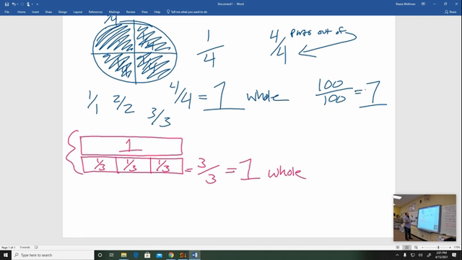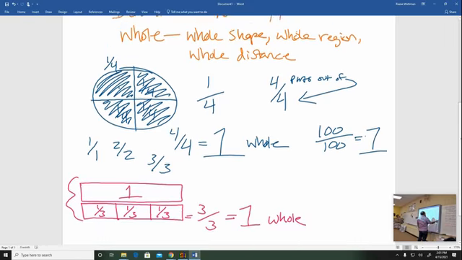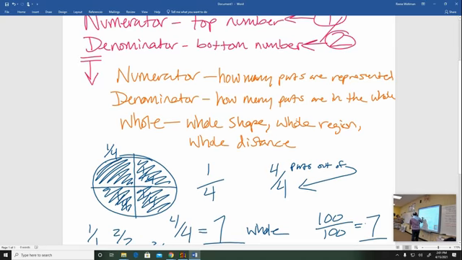And of course, if I was to shade in one of those, then I would be asking you, well, which part is represented? And you would say, well, you've shaded in one, so it's one whole. Excuse me, so it's 1/3. So again, remember, the denominator stands for how many parts are in the whole. That's why we have the 3 on the bottom, because in the case of the fraction bar, we have 3 parts in our whole. The numerator would be how many parts are represented.